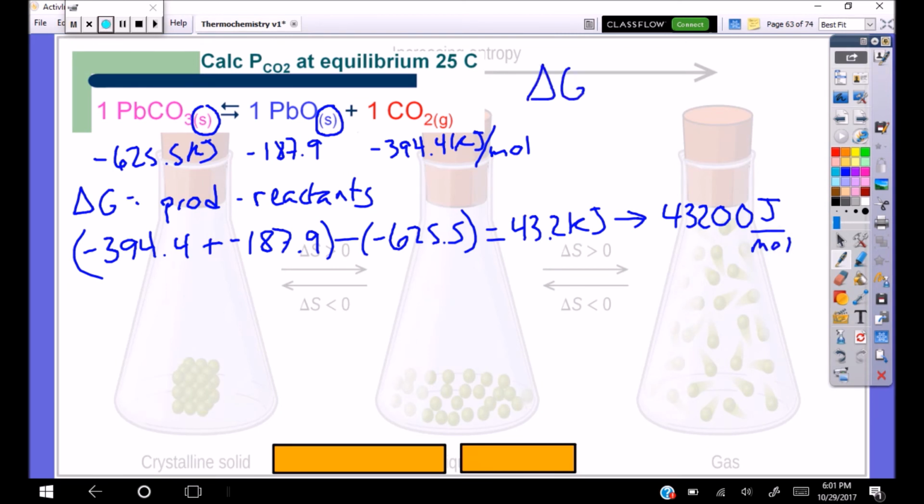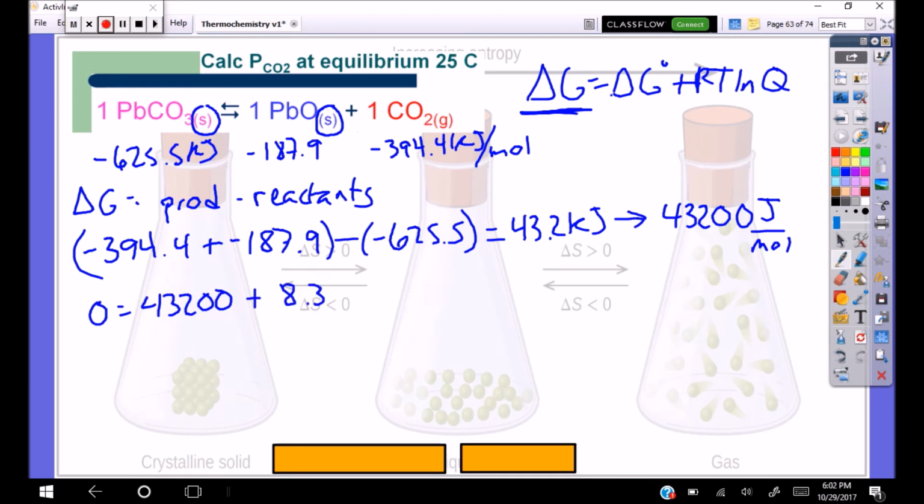And then I've got the same equation as before. I know that delta G equals delta G naught plus RT natural log of Q. All right. At equilibrium, what does delta G equal? Delta G is equal to 0. So 0 equals 43200 plus my R times 298 K, natural log of Q. Okay?